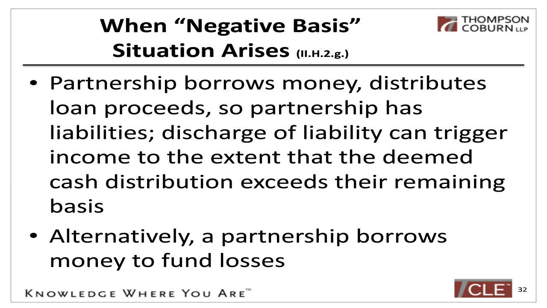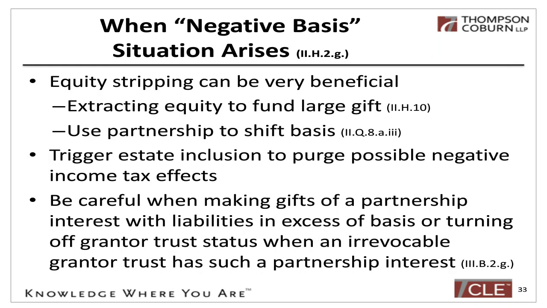And let's go on to the next slide. And they will be able to purge the negative income tax effects. They'll get basis for that $100,000 of liability that got reduced before. They're going to get the basis at death.